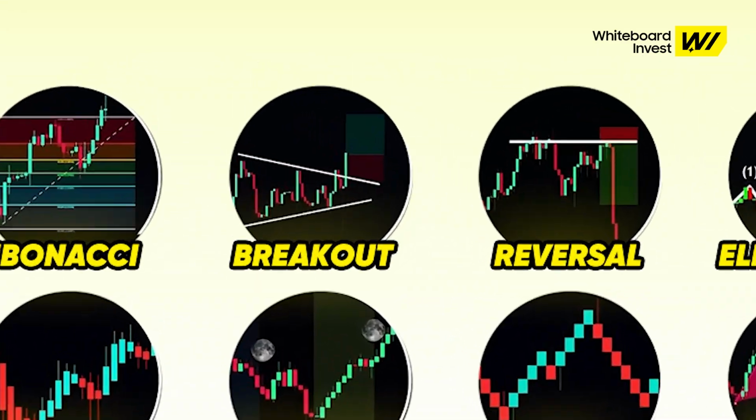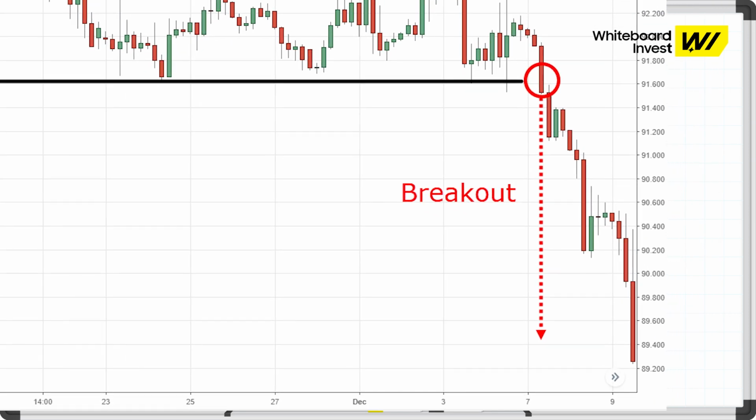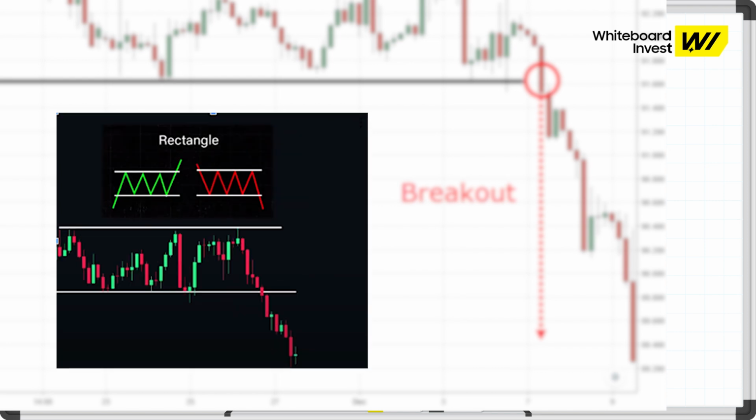Breakout patterns occur when the price makes a sudden, significant move in one direction, usually after a period of consolidation. For example, if the price is consolidating and then suddenly drops sharply, this is known as a breakout. Traders can use specific patterns to identify potential breakouts before they happen. Common breakout patterns include wedges, triangles, and rectangles.